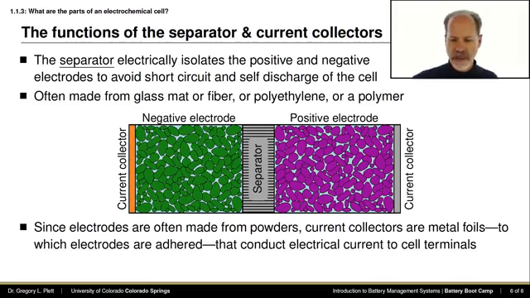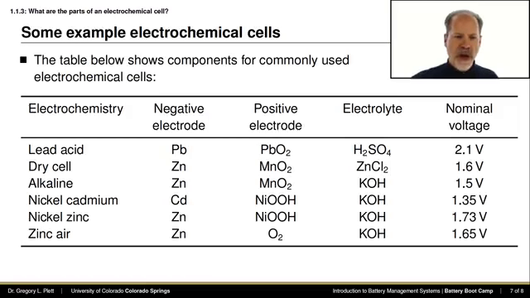So even though the colors on this diagram are for illustrative purposes, they do have meaning when we apply them to lithium-ion batteries. On this slide, I present a table showing components that are used for electrodes and electrolyte in some very commonly encountered electrochemical cells. Using the lead-acid battery cell on the top row as an example, we can see that the negative electrode is made from lead, which has the chemical symbol Pb.